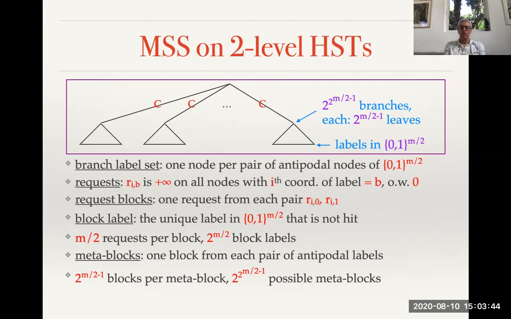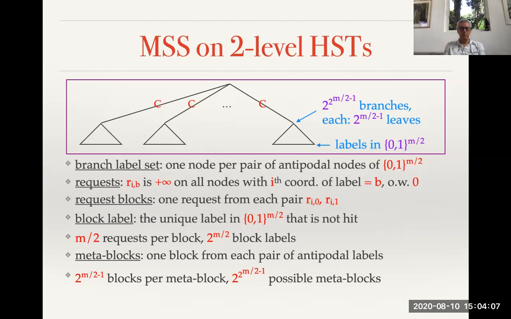Each branch will contain 2 to the m over 2 minus 1 leaves. And all of these leaves in all of the branches will have labels in the m over 2 dimensional binary cube. So the labels will be sequences of bits of length m over 2.